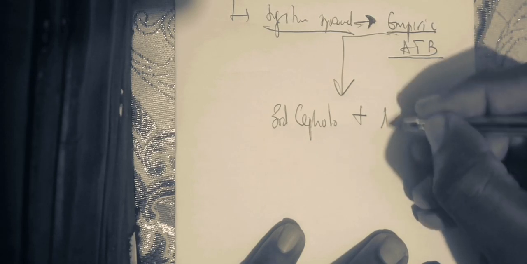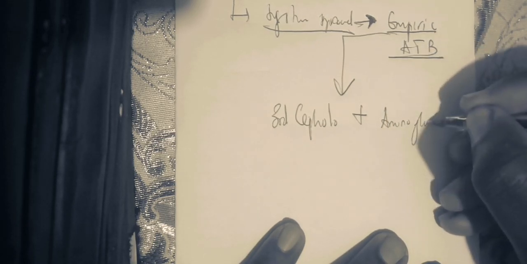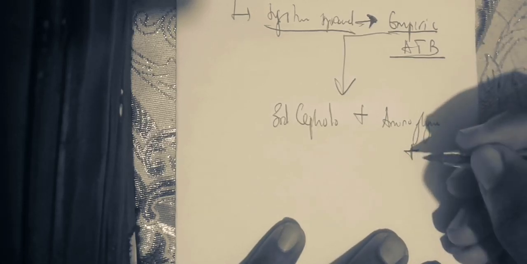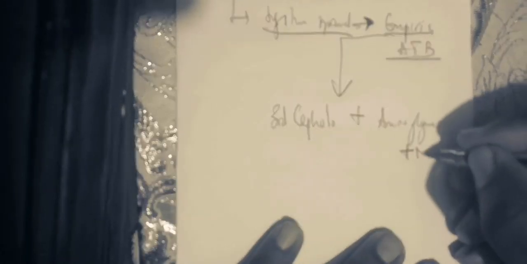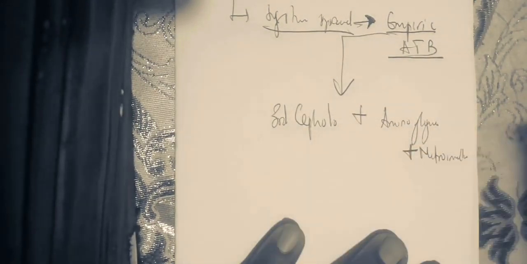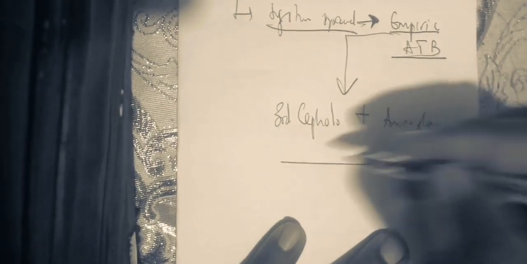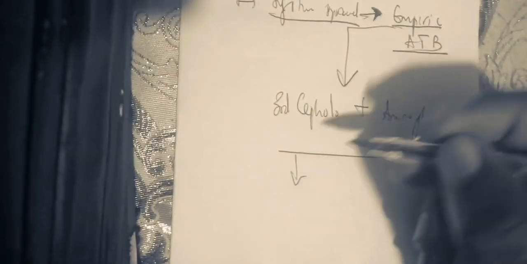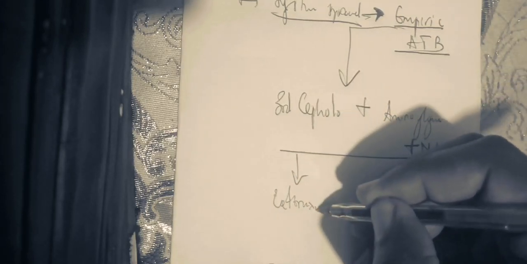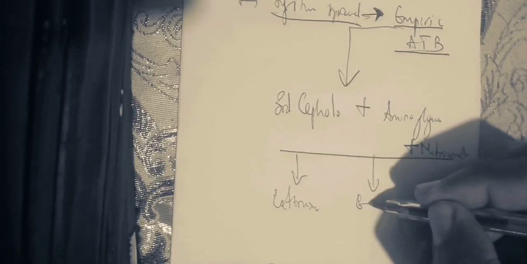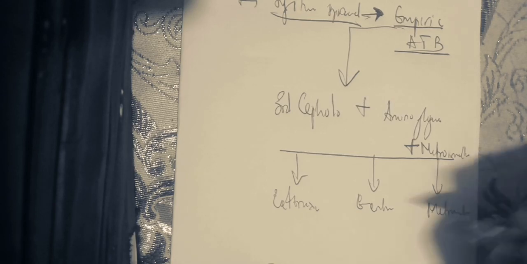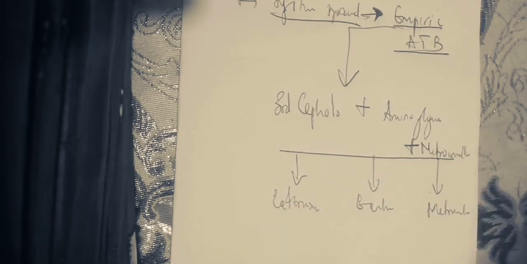a third generation cephalosporin plus an aminoglycoside. Is it clear? Plus a third generation cephalosporin plus an aminoglycoside plus a nitroimidazole. Is it clear? So generally, when you want to do empiric antibiotic therapy, those are the three things that you do. For the third generation cephalosporin, you give ceftriaxone. For the aminoglycoside, you give gentamicin, and the last one, the nitroimidazole, you give metronidazole. This is the empiric antibiotic therapy generally used in our wards.